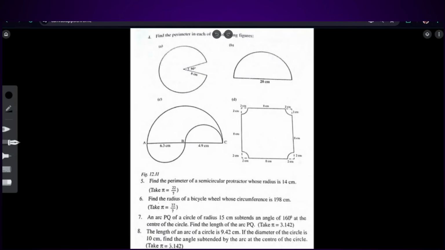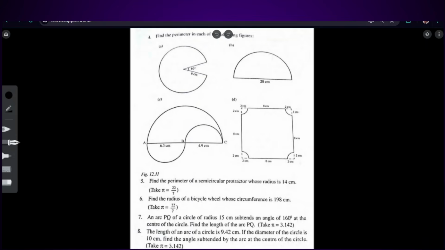Let me pick from this. Find the radius of a bicycle wheel whose circumference is this one. For this one, I want to pick one that has a length. This one is a full circumference, so it's a full circle. Let me pick one that has an arc.